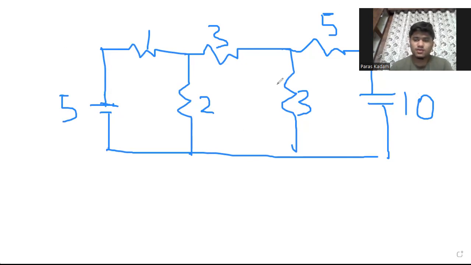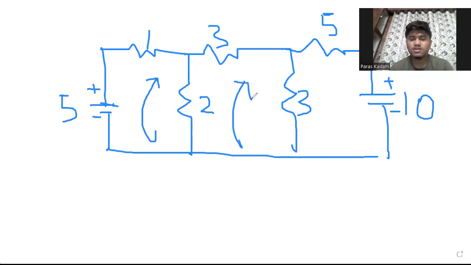Okay, now we know the larger terminal is positive, smaller is negative. This is positive, this is negative. Okay, and this is 1 ohm, this is 3, this is 5. Now I will consider I1, I2, I3 according to my first step.